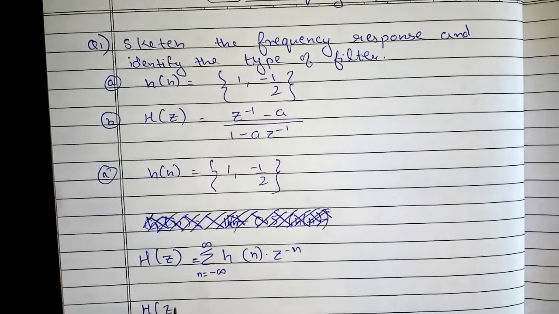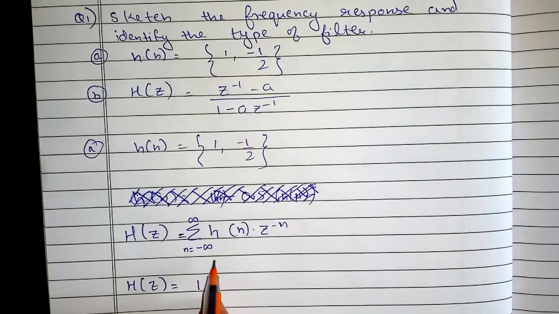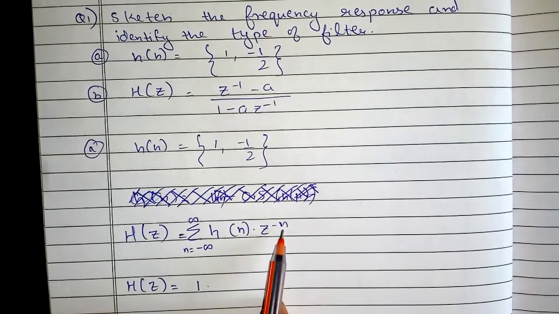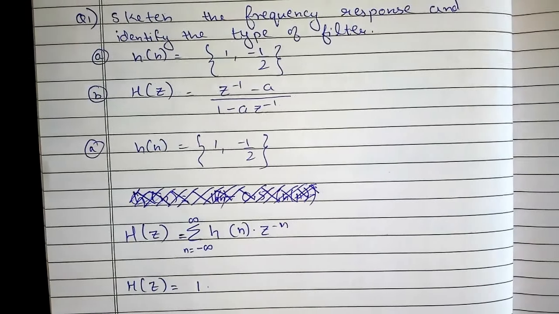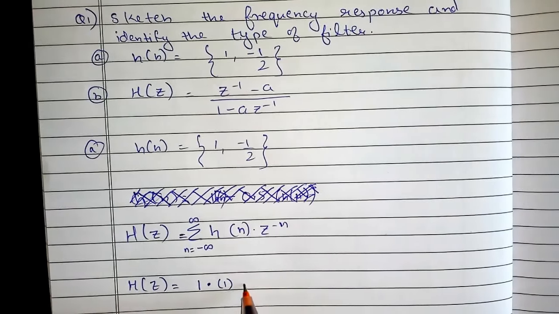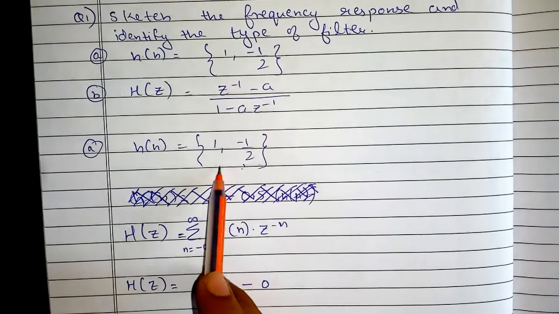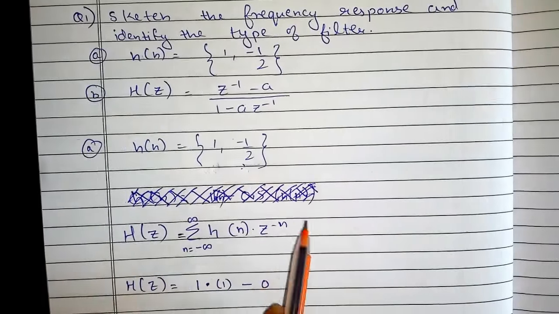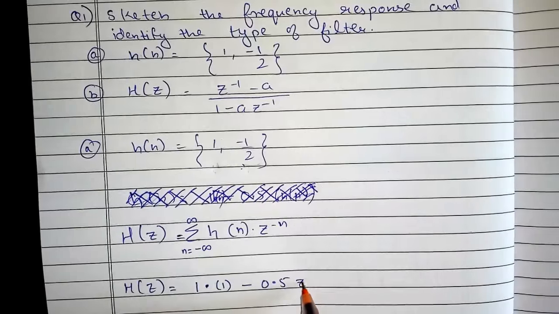My H of z will be equal to h of n for the first one, which is 1 into z raised to minus 0, since it is from 0 here. z raised to minus 0 is nothing but z raised to 0, and z raised to 0 is 1. So my first term will be 1 into 1. Now my second term, h of 1, is minus 0.5. This was the 0th position, this is my first position, so this is minus 0.5 into z raised to minus 1.